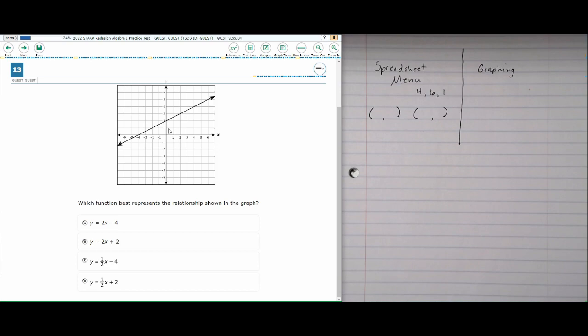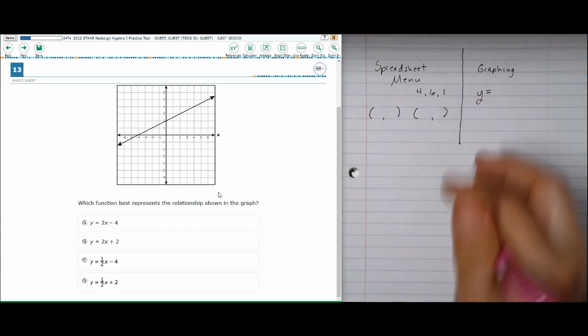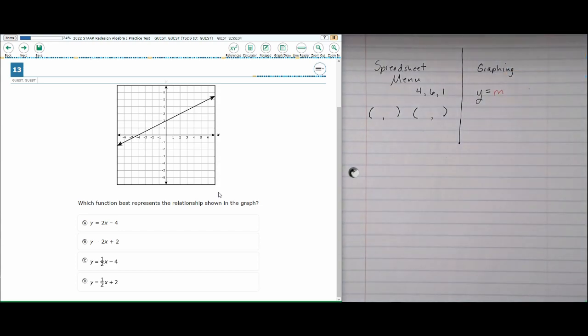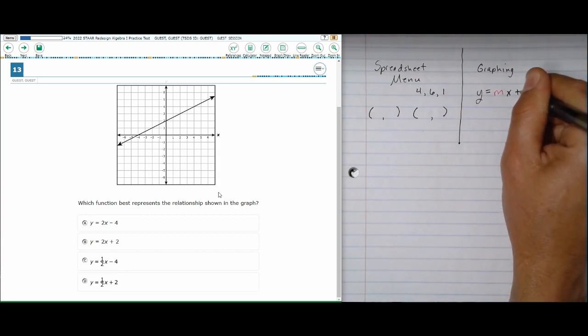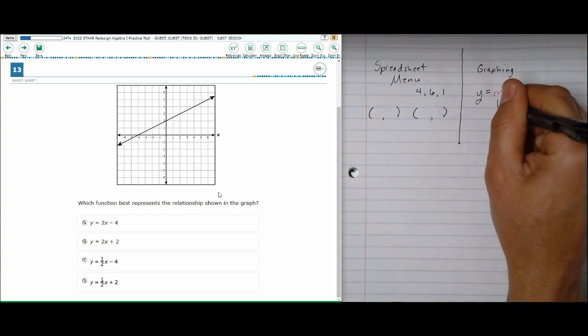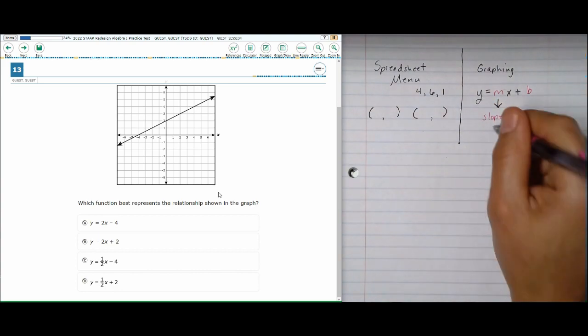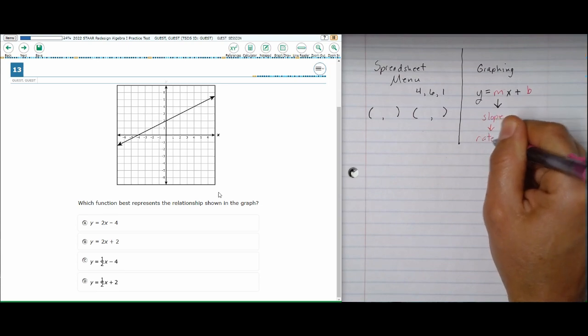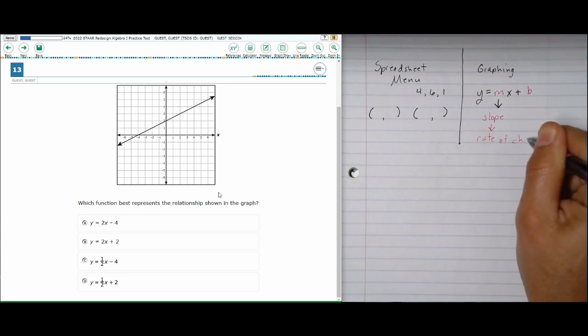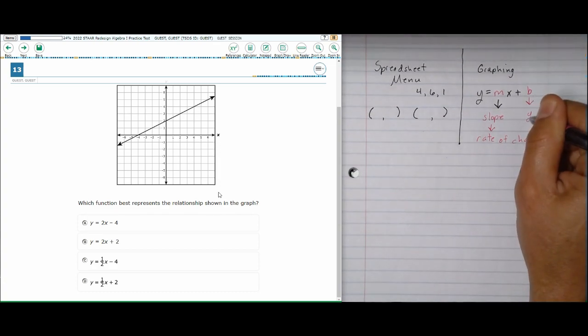Now with graphing, the first thing I would do is look at this graph and remember a couple facts. One of the facts that I want you to remember is that when we graph something that is linear, it is going to be in the form of y equals mx plus b. And this is important because you need to remember that m represents the slope, or we also call that the rate of change, and b is going to represent the y-intercept.